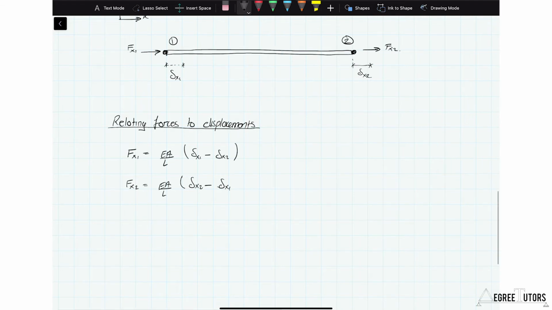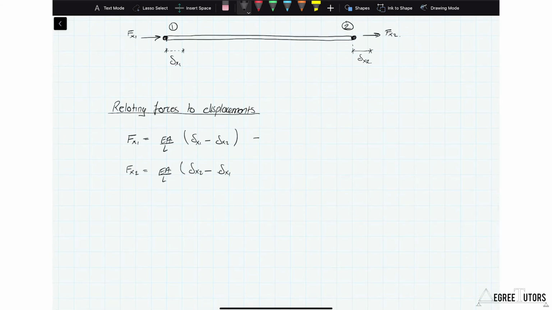So each of those equations can essentially be expanded. So we can end up with Fx1 is equal to EA over L times delta x1 minus EA over L times delta x2. And similarly, Fx2 is equal to, if I just rearrange slightly, minus EA over L times delta x1 plus EA over L times delta x2. So hopefully you can see where I'm going with this.